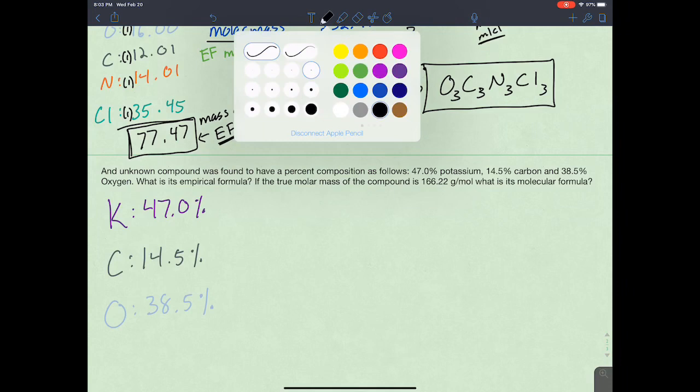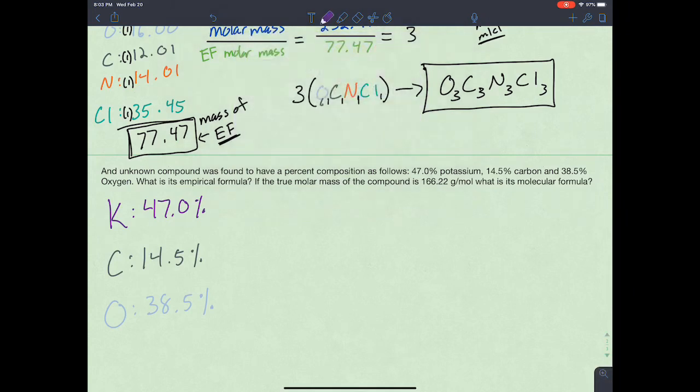So let's jump in. Read it first. An unknown compound was found to have a percent composition as follows: 47.0% potassium, 14.5% carbon, and 38.5% oxygen. What is its empirical formula? And that's all we're going to focus on right now.